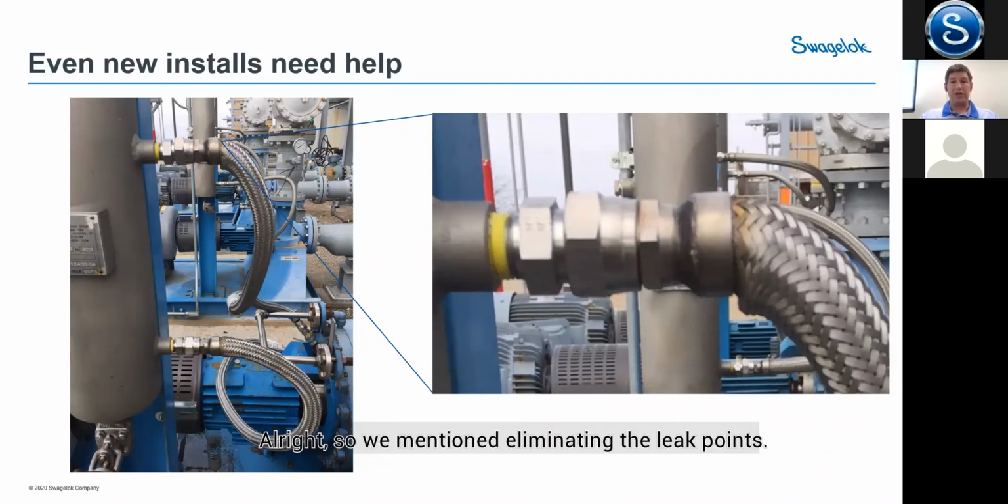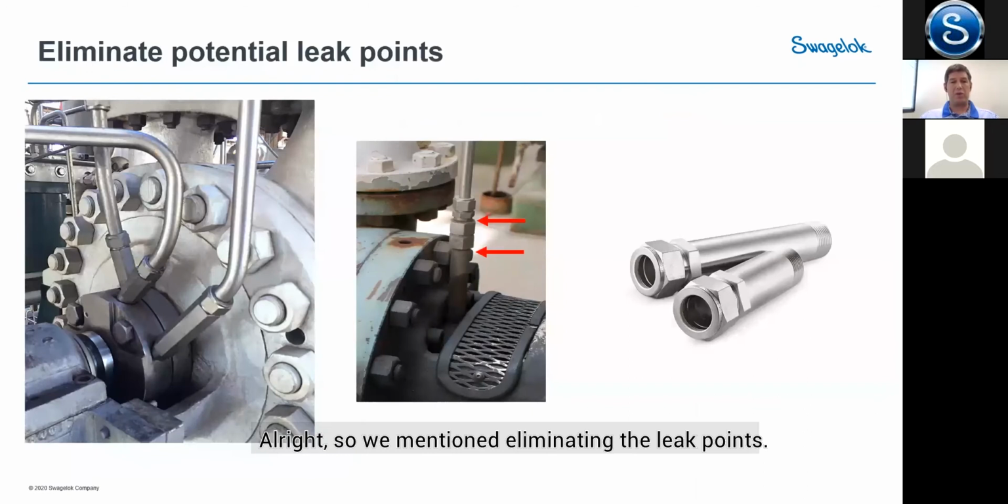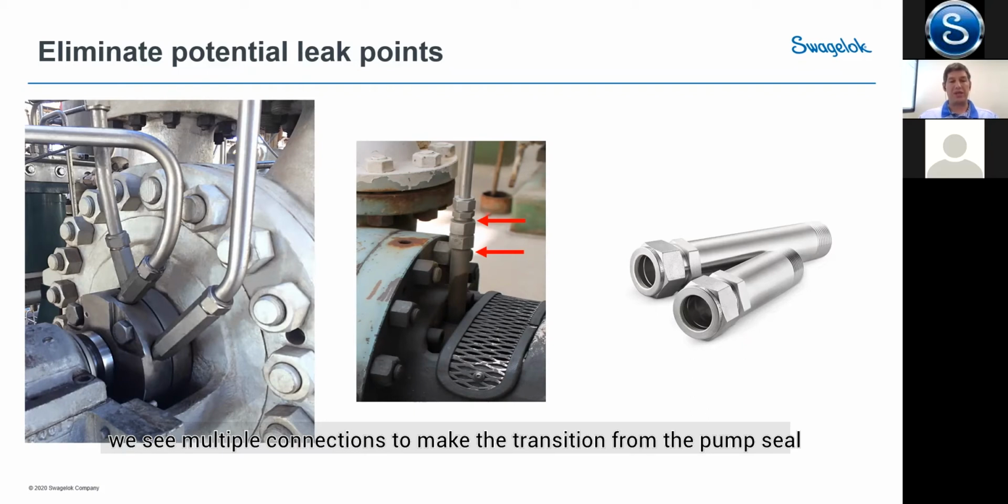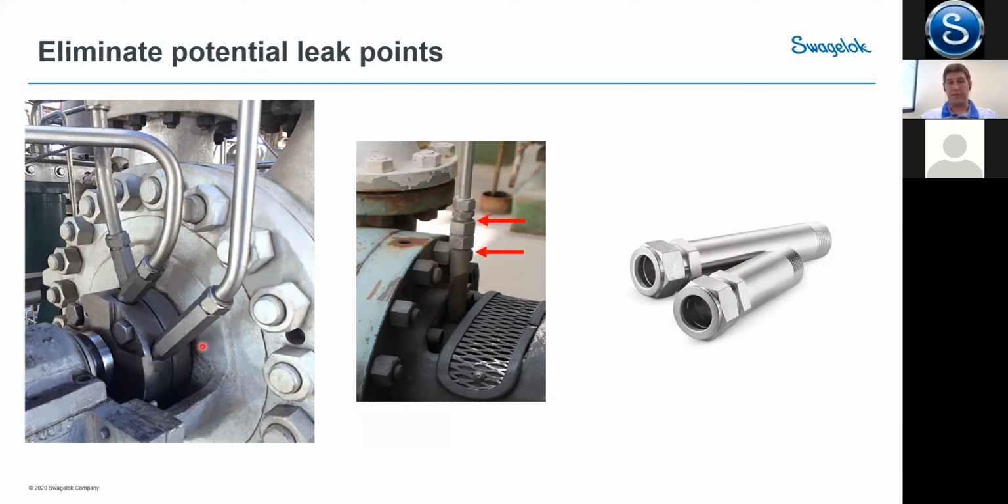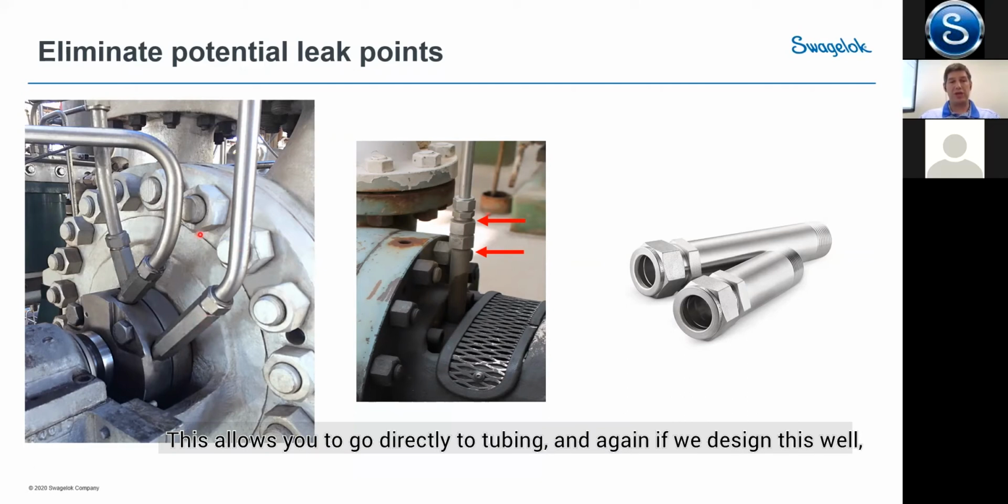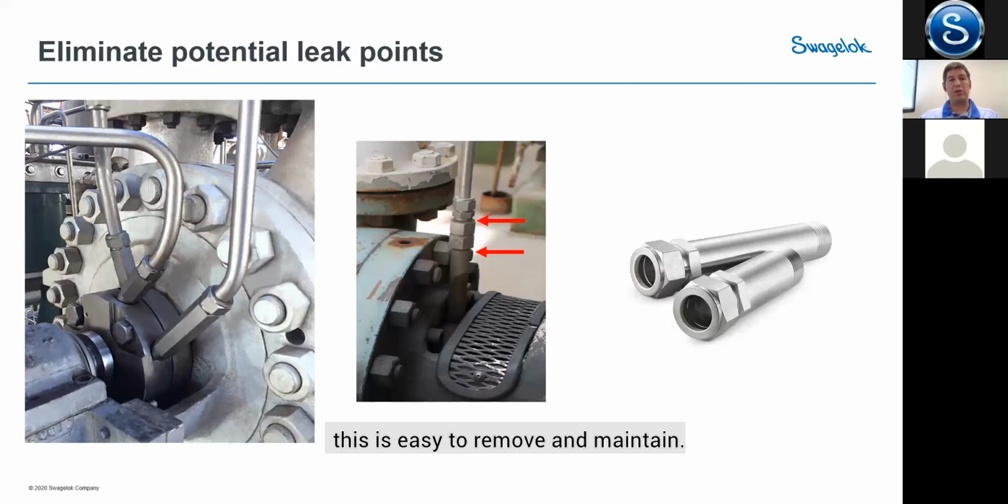All right, so we mentioned eliminating leak points. And one way we can do that, as in the previous picture, we see multiple connections to make the transition from the pump seal through the housing and out to the tubing. You can see that here again with a close nipple, a union, and then another male connector. Swagelok has developed an extended male connector. These are available in various lengths to be able to thread into the seal and get you past your housing of the seal pump. This allows you to go directly to tubing. And again, if we design this well, this is easy to remove and maintain.